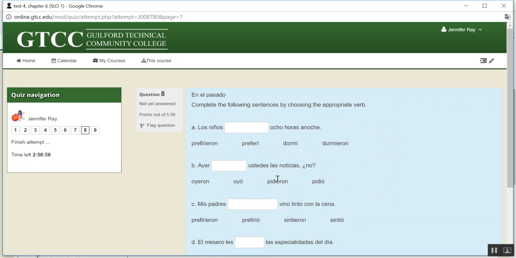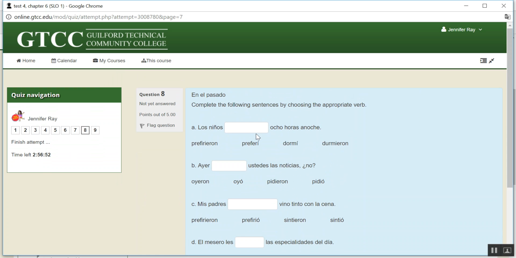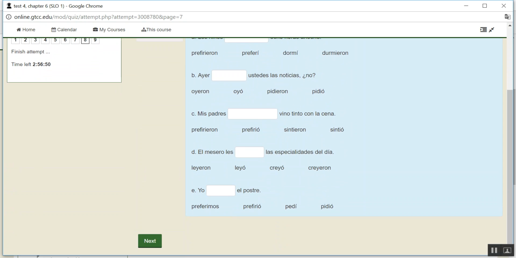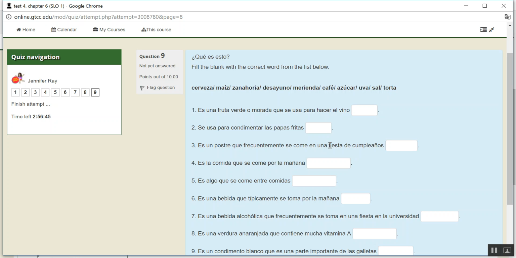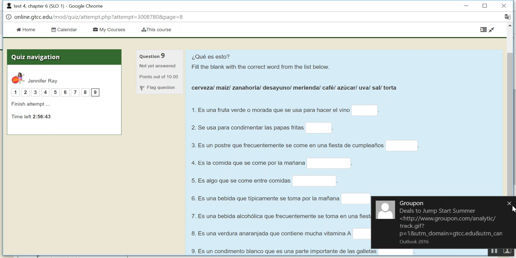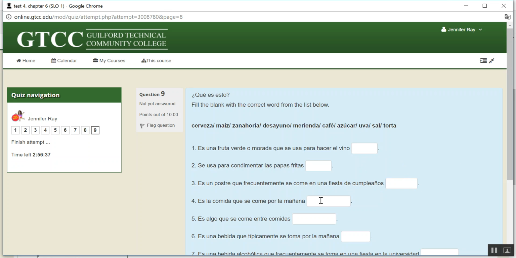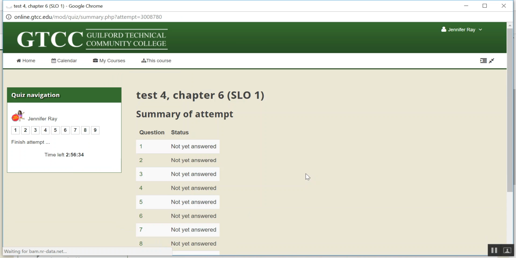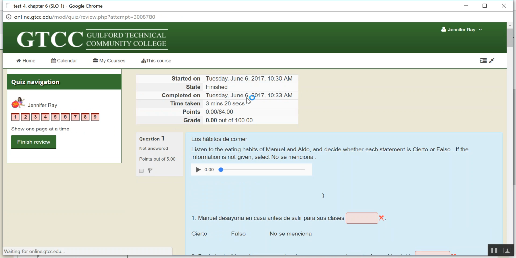En el pasado, complete the following sentences by choosing the appropriate verb. So the verbs have been given. They're spelled out in the preterite tense. You need to pick the verb and its correct spelling that would best complete the sentence. And here, fill in the blank with the correct word from the list below. So you've got a list of vocabulary words. You pick the word that would best complete each sentence and then write it in the blank below. Okay, so when you're done, you just hit submit all and finish, and it will come to me.